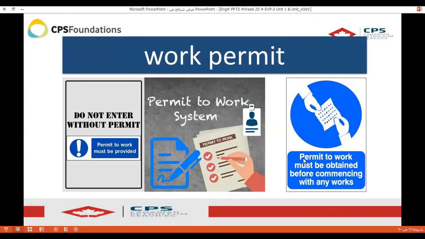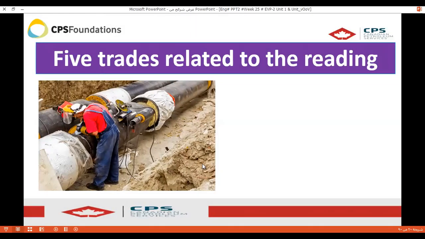Here we need a permit to work. To do any job, you need a permit to work. So you are allowed to do something. When you have a permit or a work permit, it means that you are allowed to do a certain job.